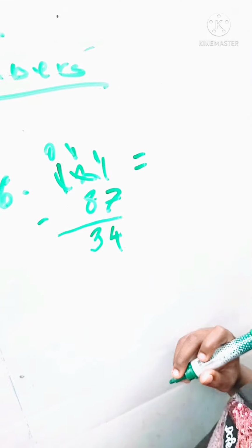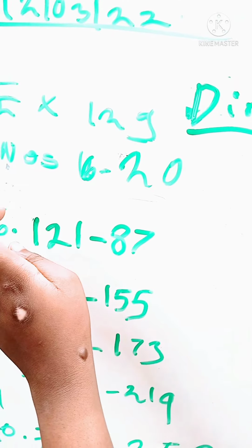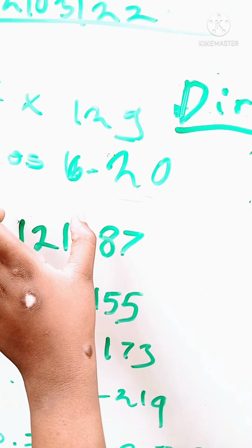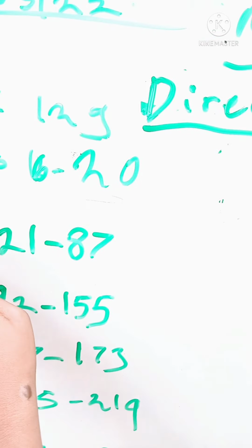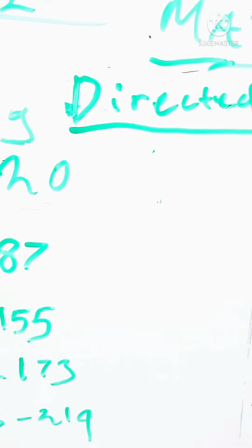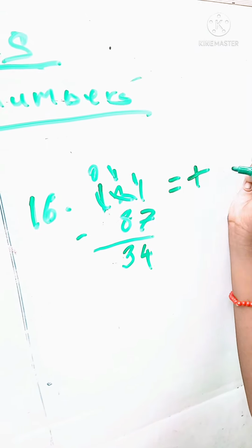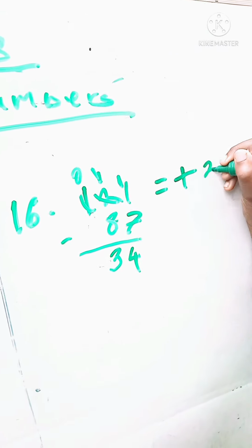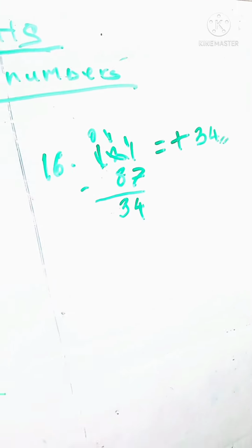So now, there's like an invisible plus sign before the 121. And since 121 is the bigger number and it carries a positive sign, the sign will be plus 34. Very good. So we can move to the next question.